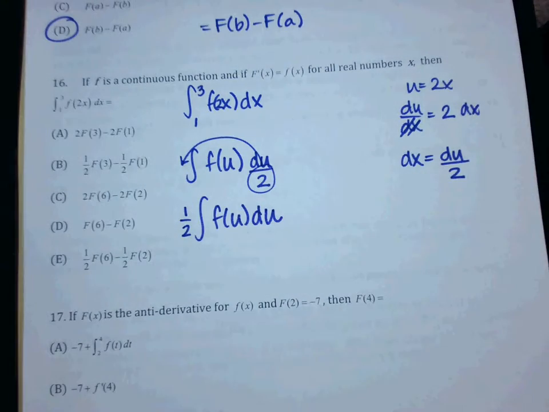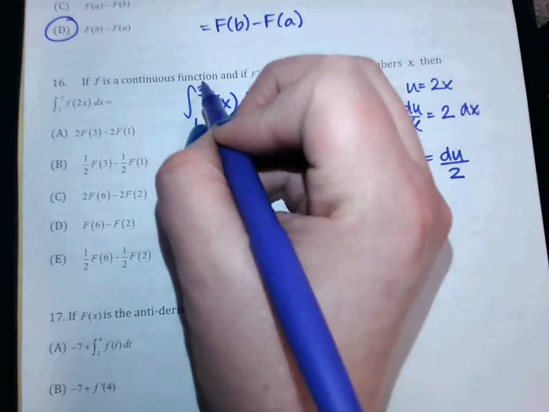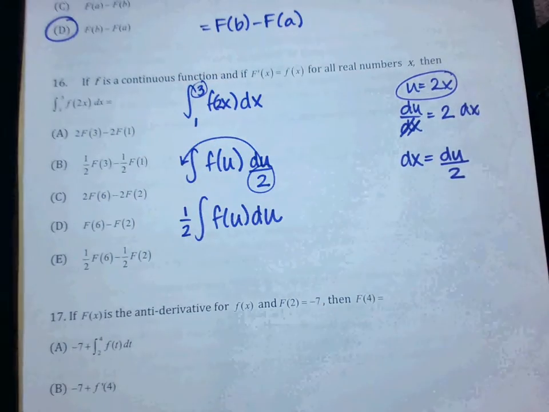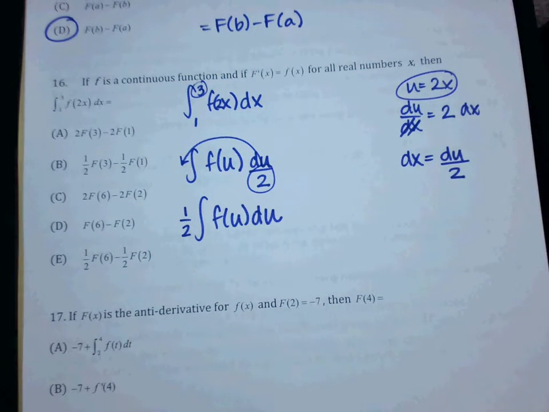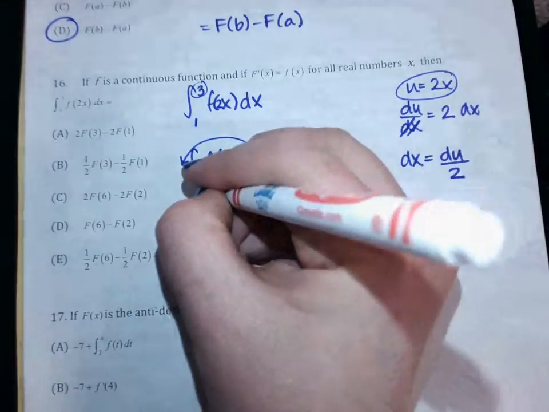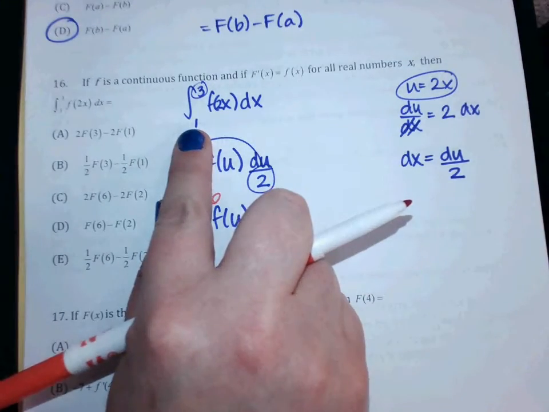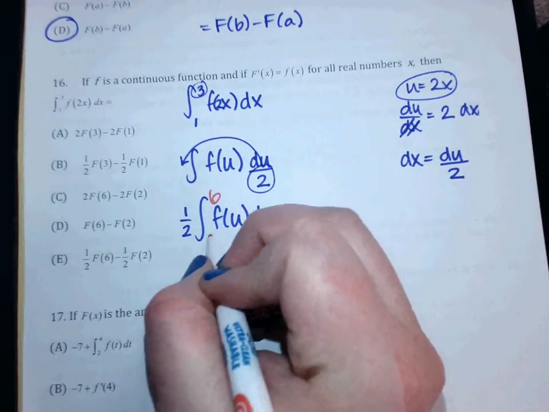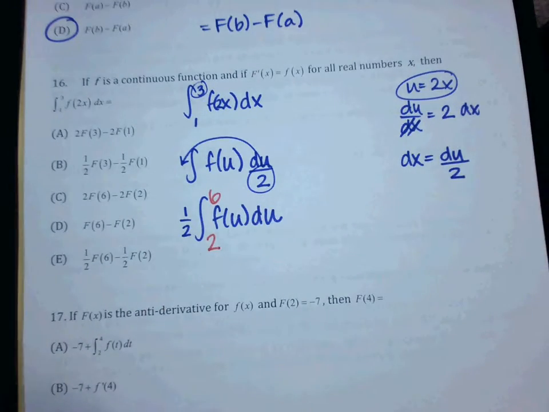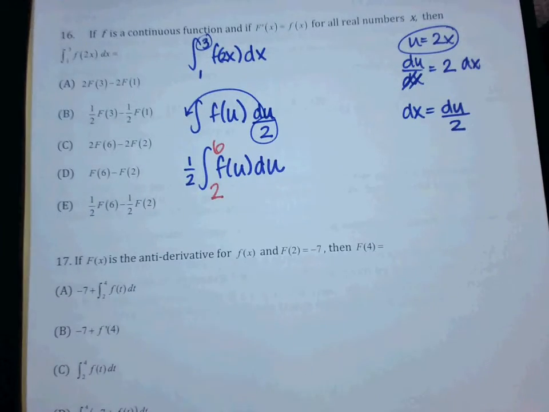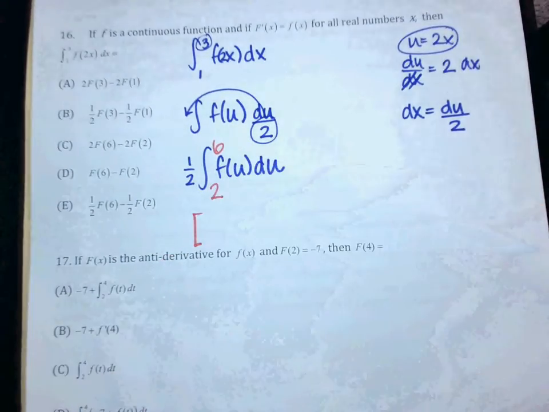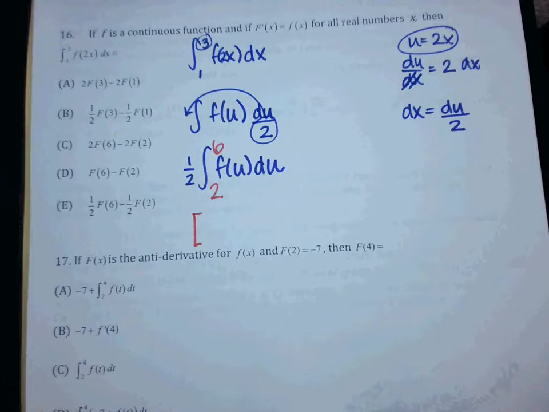What do I do next? Change the endpoints, correct. So my upper endpoint used to be a 3. Now I plug it into 2x. What's my new upper endpoint now? 6. My lower endpoint used to be a 1. What's my lower endpoint now plugged into 2x? 2. What is the antiderivative of little f of u? No, so remember, if it's a little f, what's the antiderivative?